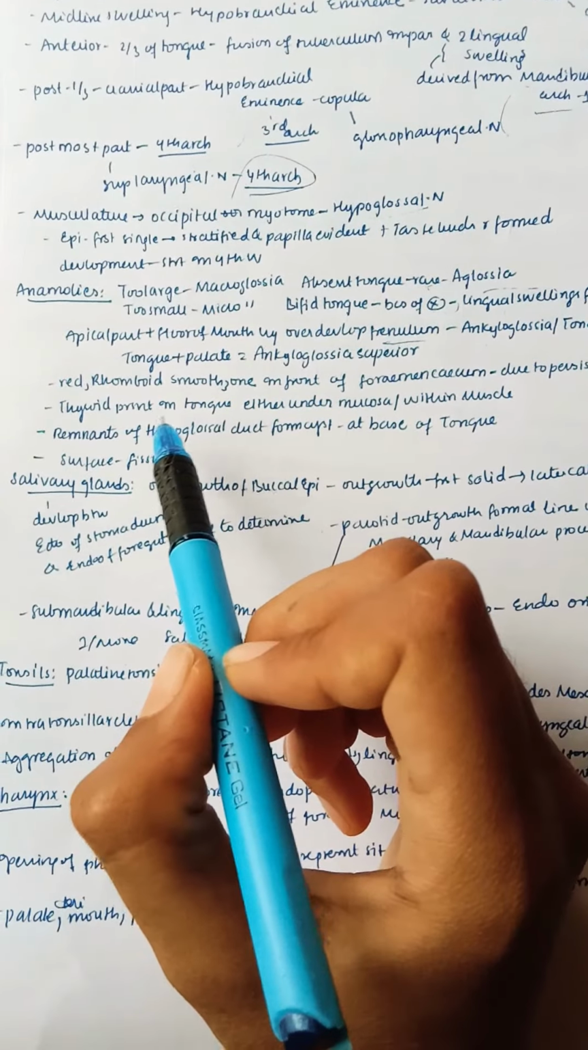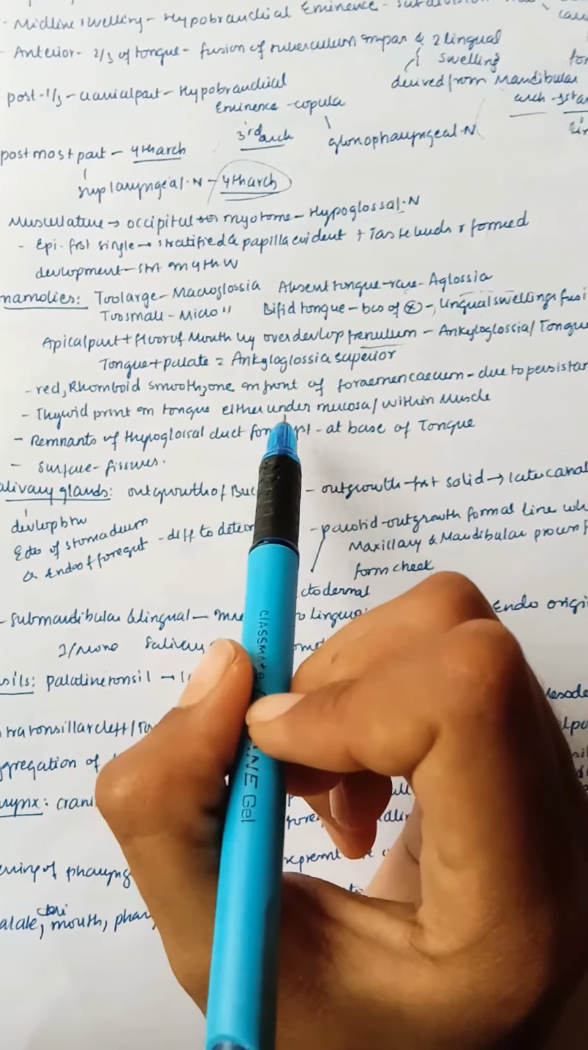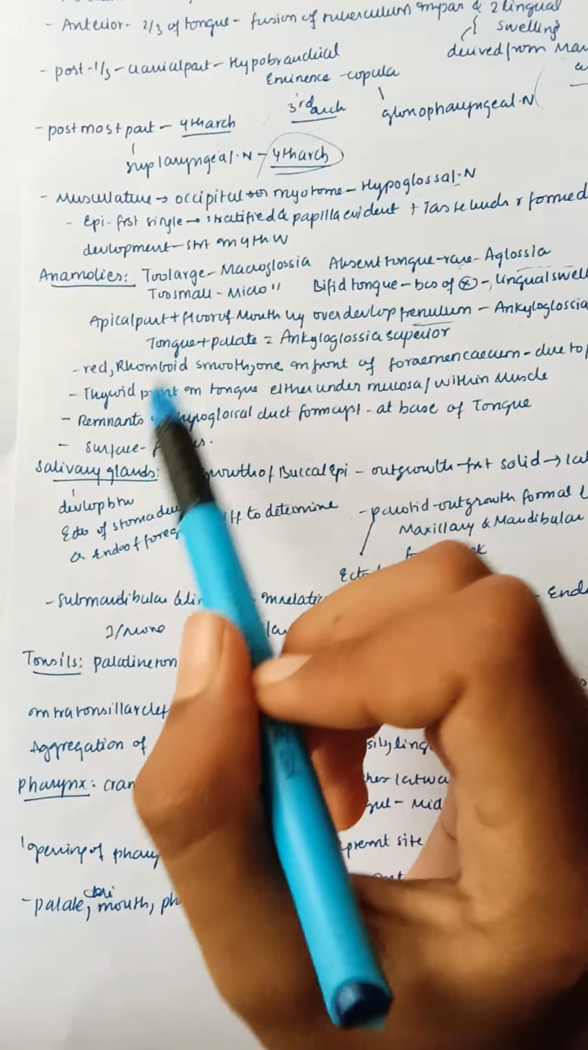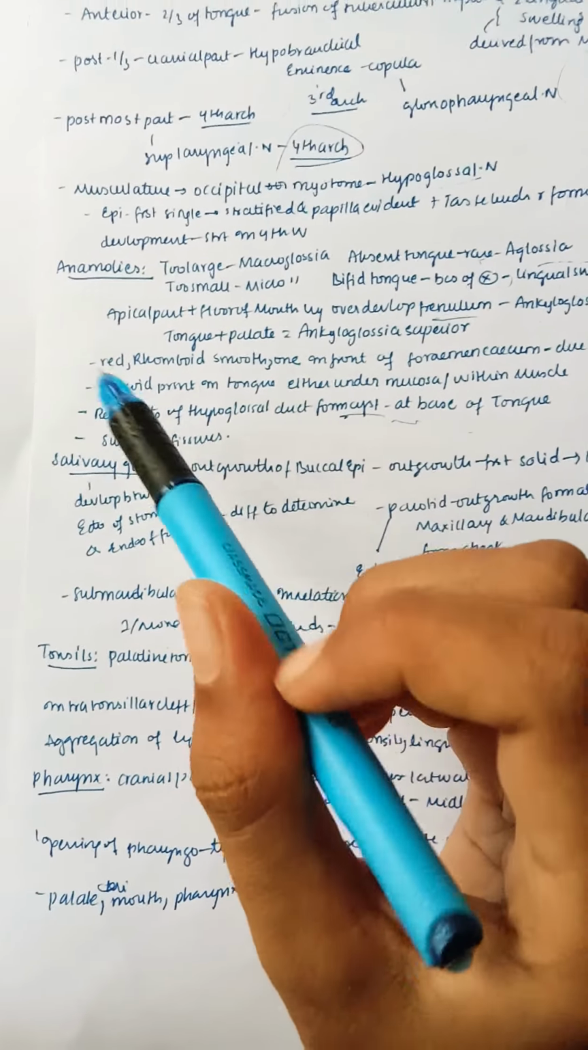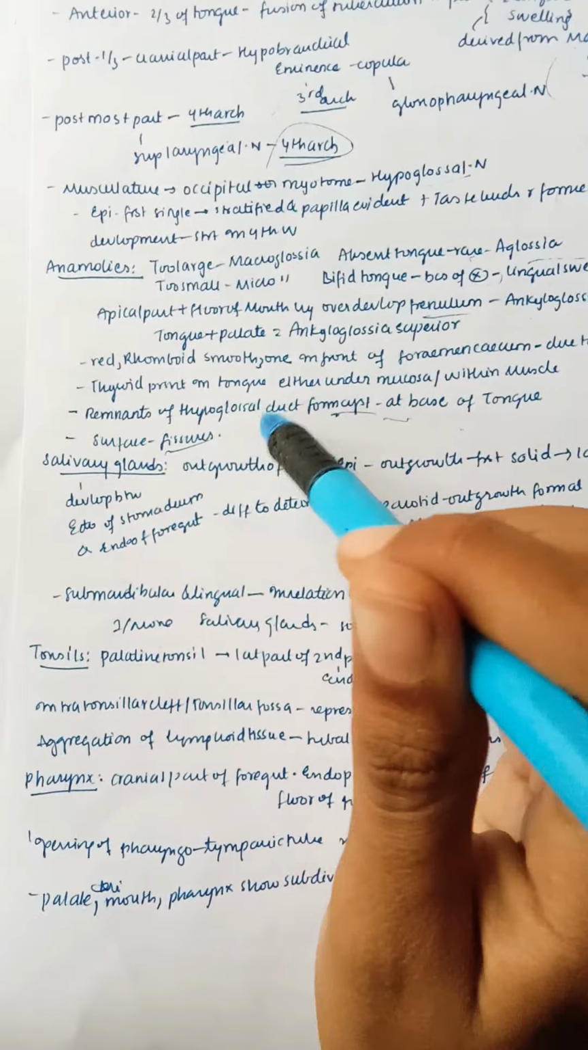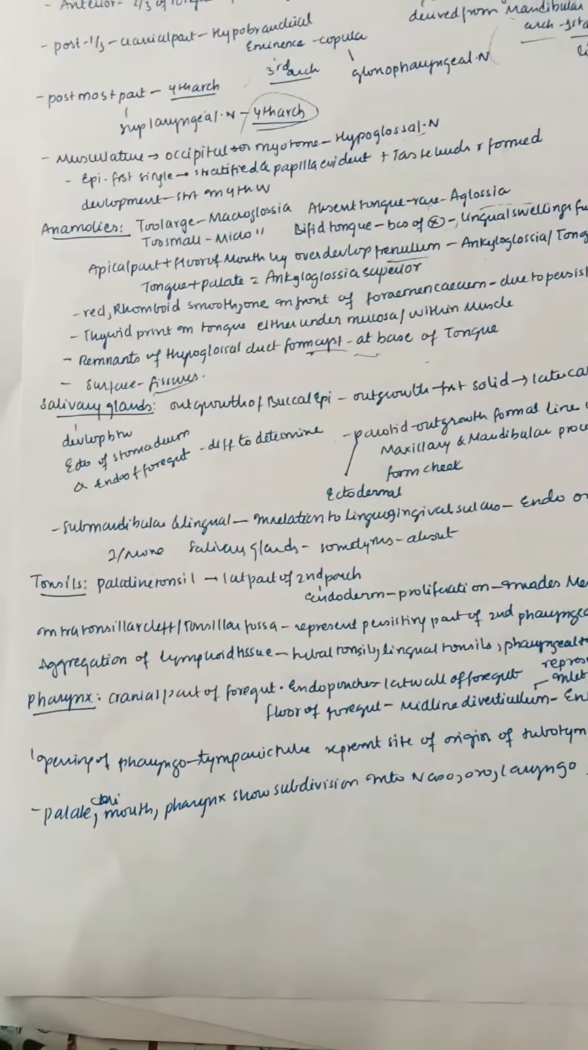Thyroid tissue may be present in the tongue either under the mucosa or within the mucosa. This is an anomaly. And a remnant of the thyroglossal duct sometimes forms a cyst at the base of the tongue, and the surface of the tongue may also sometimes form fissures. Now let us move on to salivary glands.